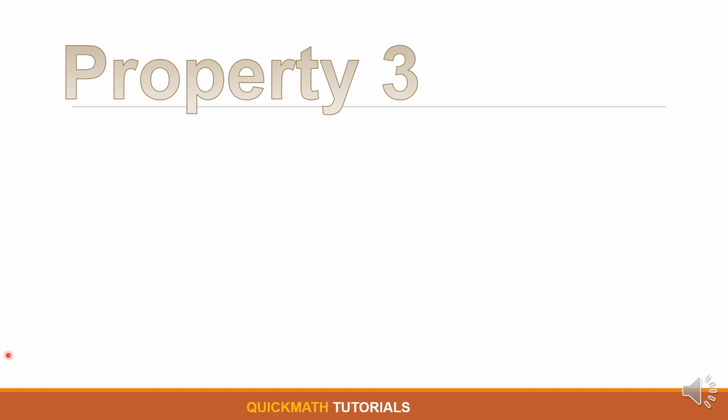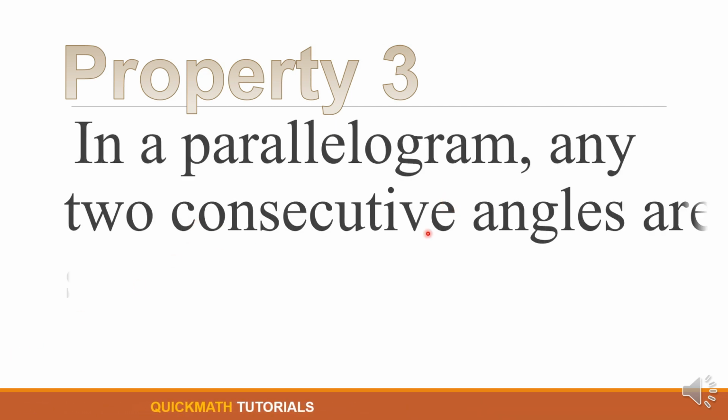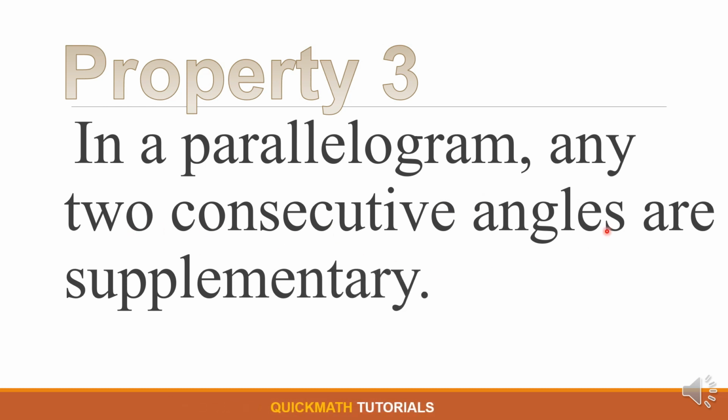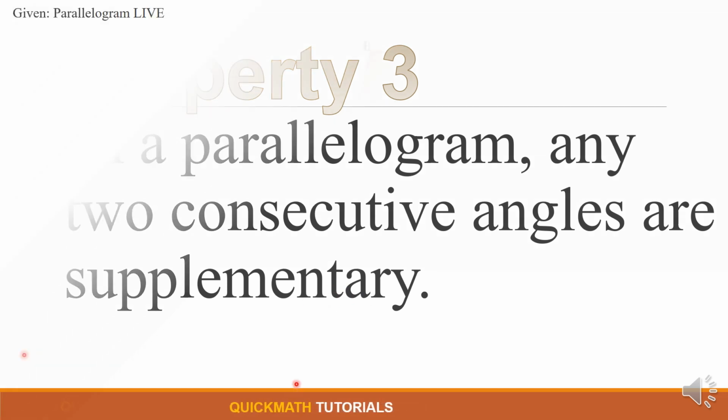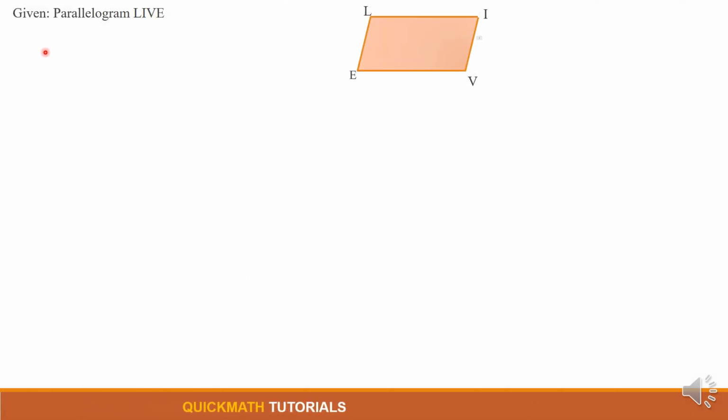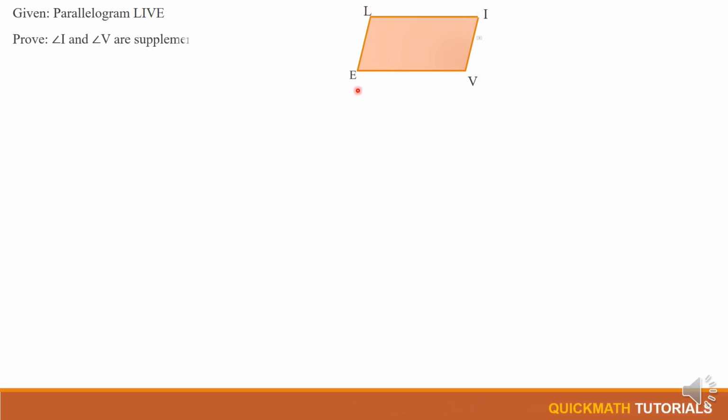Next, we have the property number 3. In a parallelogram, any two consecutive angles are supplementary. Supplementary means the sum of two angles is equal to 180 degrees. To prove our property number 3, we are given the parallelogram LIVE. So we will prove that the angles I and V are supplementary.